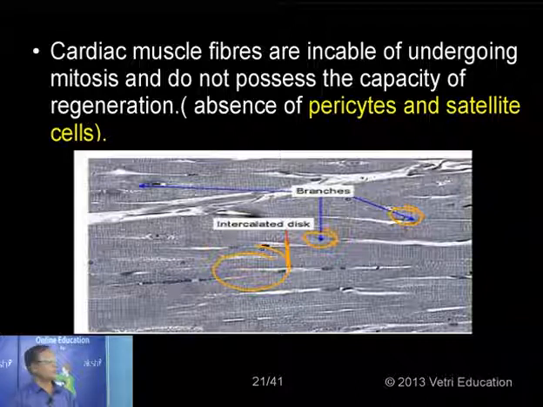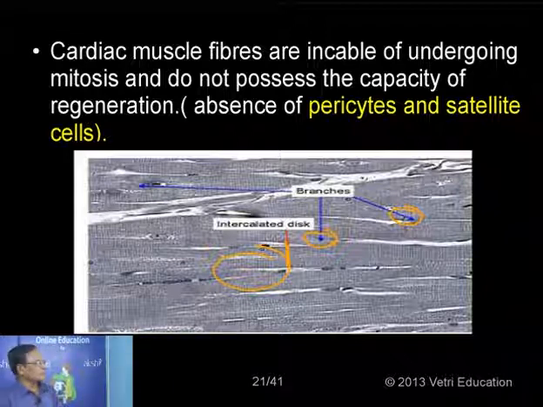Generally muscles do not have much power of regeneration, but specifically in the case of cardiac muscle fibers, they are incapable of undergoing mitosis, there is no cell division. And they do not possess the capacity of regeneration. They cannot replace their lost parts. This is because of the absence of two types of cells normally formed in muscle responsible for regeneration. The cells are called pericytes and satellite cells.